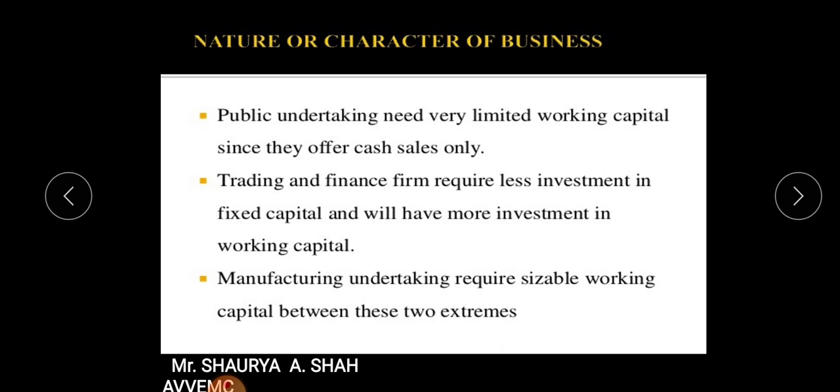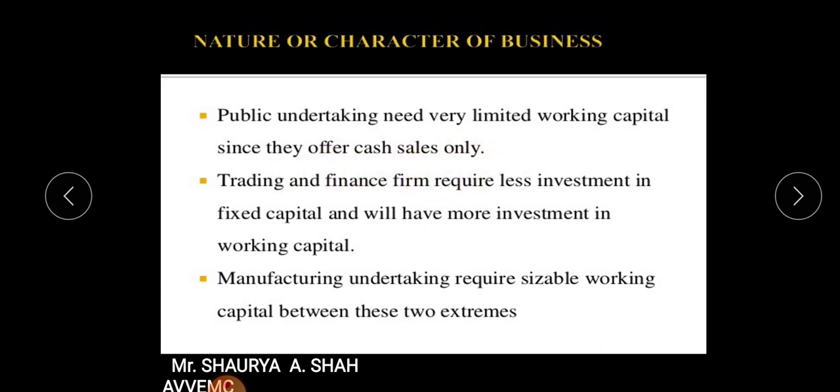Now, the very first you can see, students, is the nature or the character of business. What type of business you are into? Either it is a manufacturing firm, or a service sector firm, or a company, or a sole proprietor firm, or a partnership firm. So what type or nature of the business it is affects the working capital. Among that, we will see, students, public undertakings need very limited working capital since they offer cash sales only.